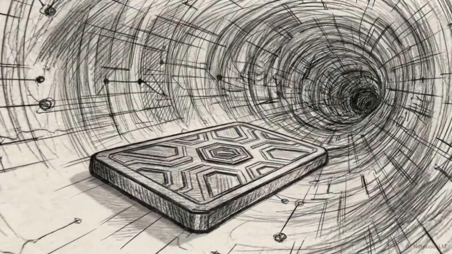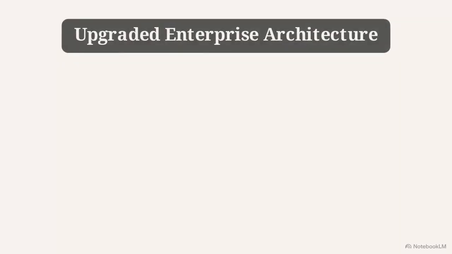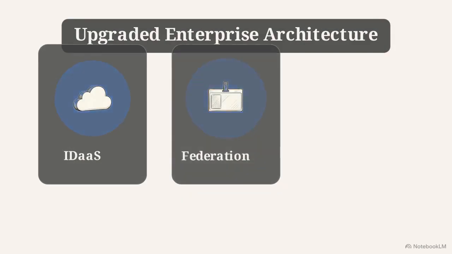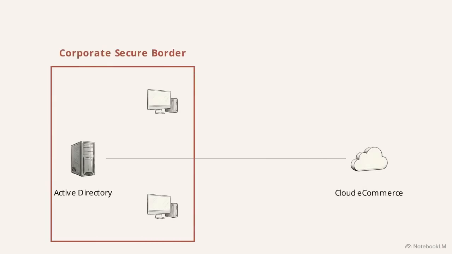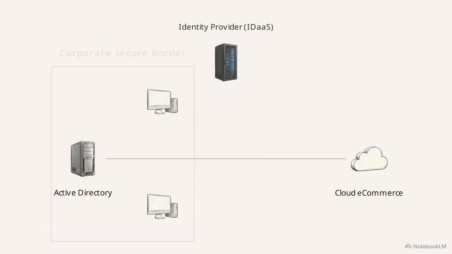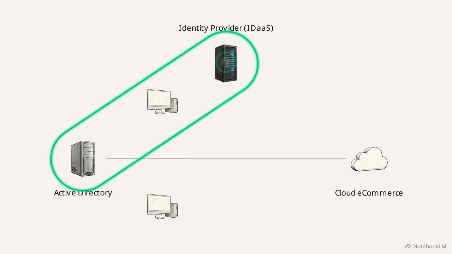We now have a fully upgraded enterprise architecture. IDaaS, Federation, and SAML are active, functioning components. The rigid corporate boundary is no longer the defining security feature. The true border now wraps dynamically around the identity providers and the individual access tokens, moving wherever they travel.